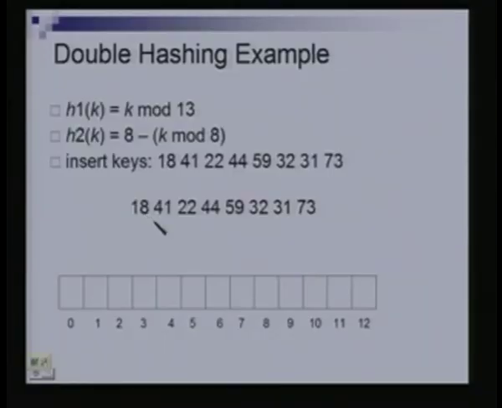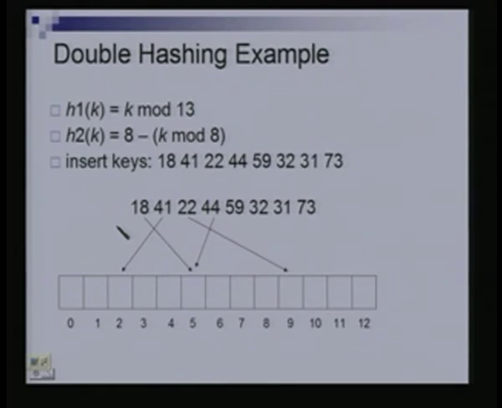Okay, so let's insert the first element 18. 18 mod 13 is 5, so it will go to location 5. 41 mod 13 is 2, so it goes to location 2. 22 mod 13 is 9, goes to location 9. 44 mod 13 is 5. So it tries to go to location 5, but location 5 is already occupied.